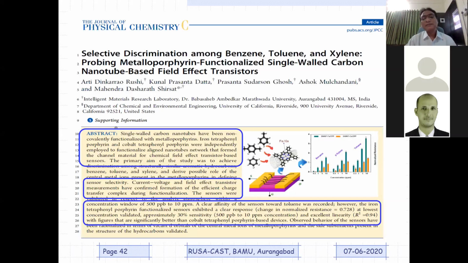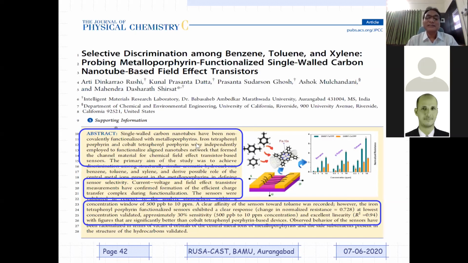This is my own example. This paper was published in Journal of Physical Chemistry C long back. You can see here, this is the first paragraph in which we try to mention what we are doing, what we are going to do, or what we have done. This is the paragraph in which we have mentioned how we have done it, and this is the paragraph in which we have mentioned what we have achieved.